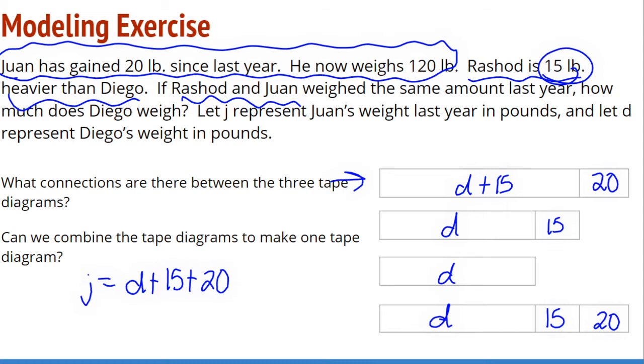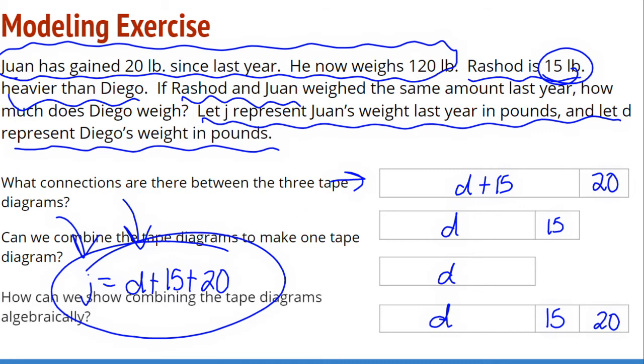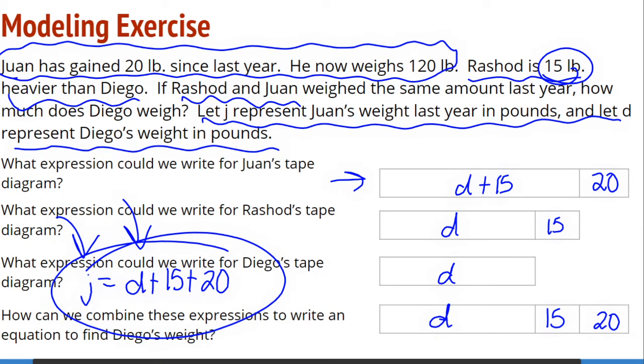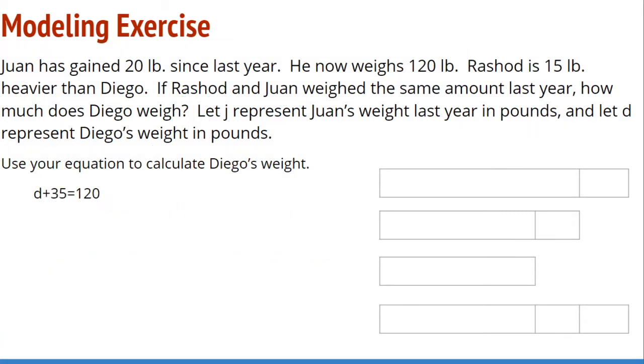So now all of a sudden, I have this algebraic expression that is showing the relationship between Juan and Diego. And I already wrote the equation. So Juan is equal to Diego plus 20 plus 15, and of course that's 35. Diego plus 35 is equal to Juan, which is 120.